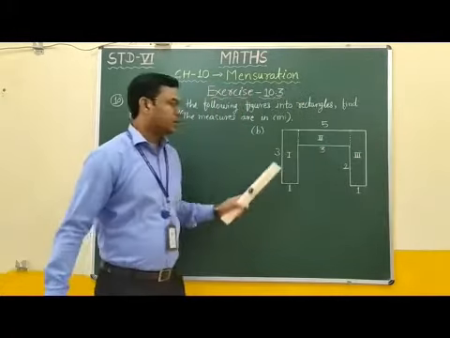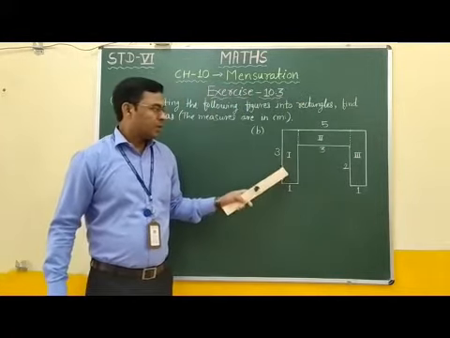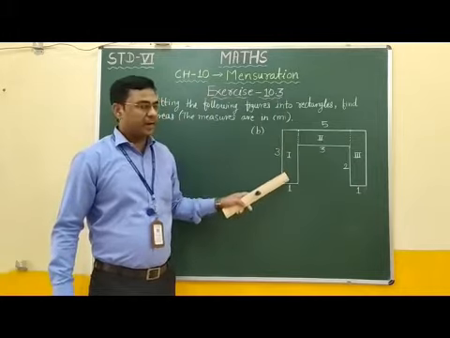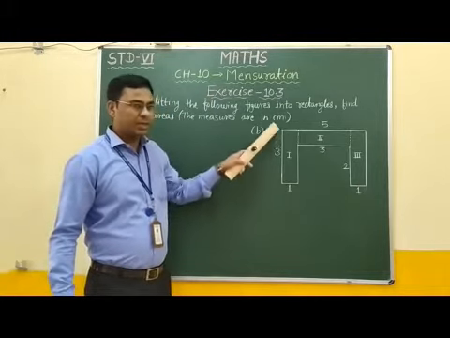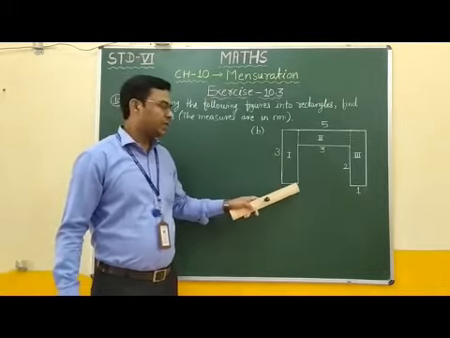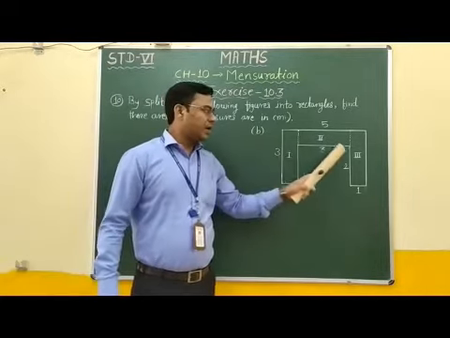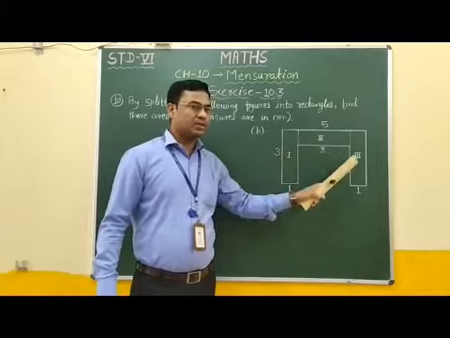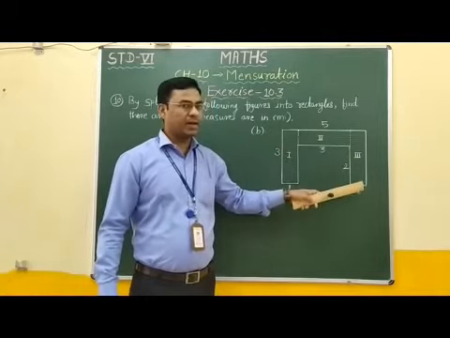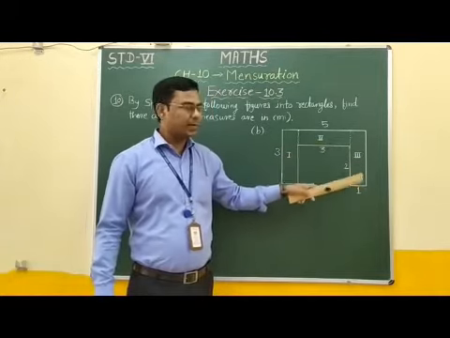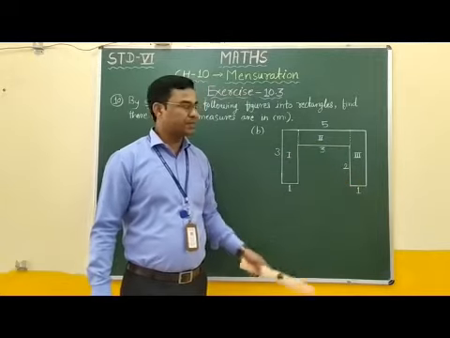Now students, if you observe here, in this first rectangle, length is 3 cm and width is 1 cm. This first rectangle and third rectangle both are the same. Therefore, in this rectangle also, length is 3 cm and width is 1 cm.